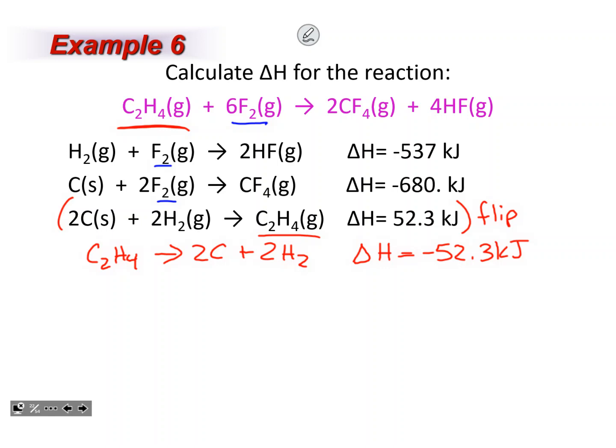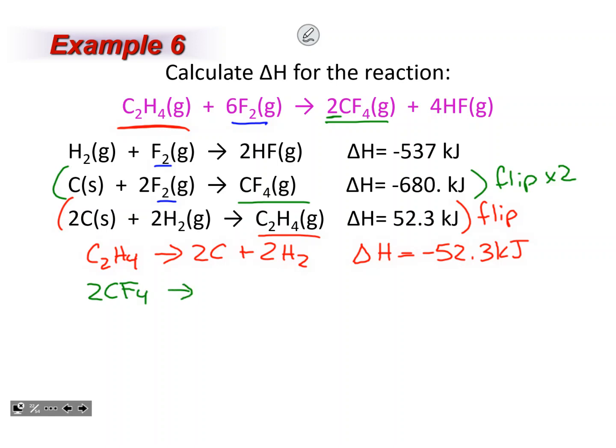So, next one then, I'm going to look at this product here, CF4. Okay, CF4 is in the products here for the 2nd step. It needs a 2 in front of it, though it doesn't have a 2. So this one, I'm going to need to flip and multiply by 2. So that's what I'm going to do. Flip that one, multiply by 2.